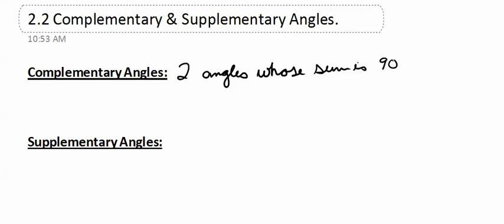Section 2.2 talks about complementary and supplementary angles. Complementary angles are two angles whose sum is 90 degrees, while supplementary angles are two angles whose sum is 180 degrees.